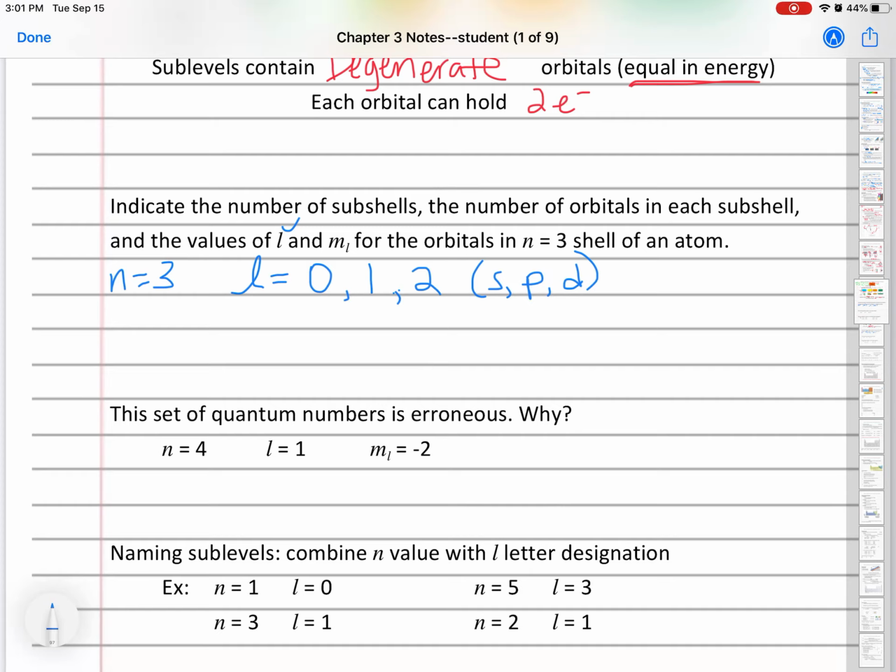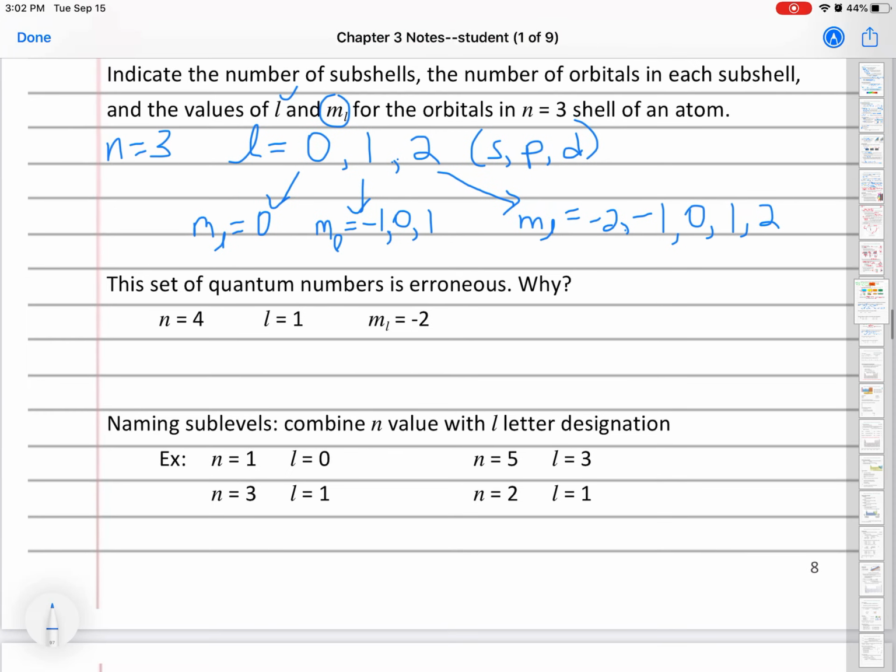Those are the possible L values that you could have in the 3rd energy level, an N of 3. What are the possible M sub L values? Well, it depends on the L value. If you have an L of 0, you could have an M sub L of 0. If you have an L of 1, you could have an M sub L of -1, 0, or +1. And if you have an L of 2, you could have an M sub L of -2, -1, 0, +1, or +2.